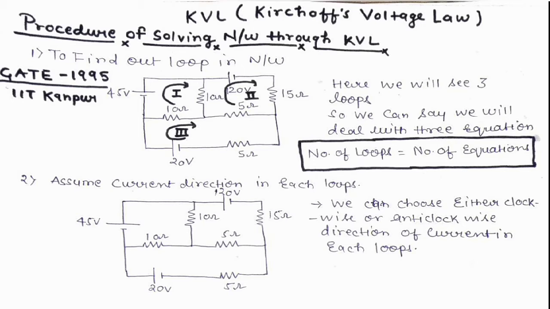Here I have chosen positive to negative, that means clockwise. Here I choose positive to negative, that means anti-clockwise. Here I choose positive to negative, that means clockwise. Through this way we choose the current direction.